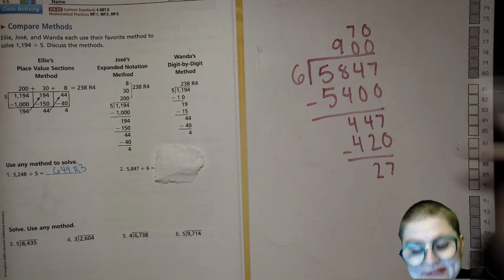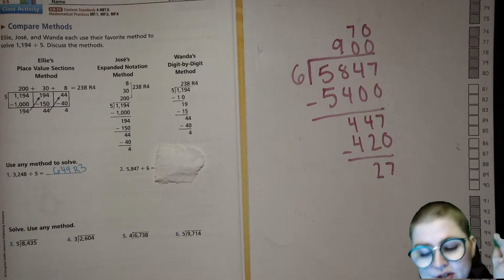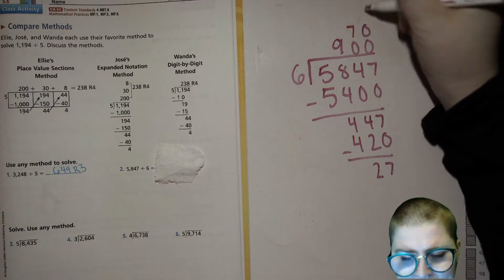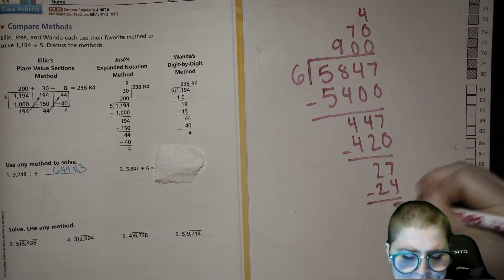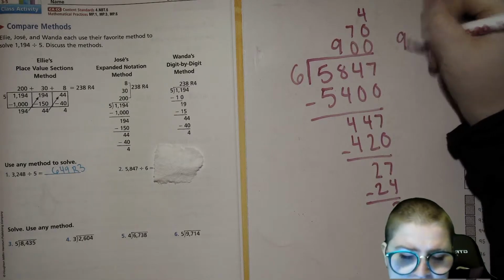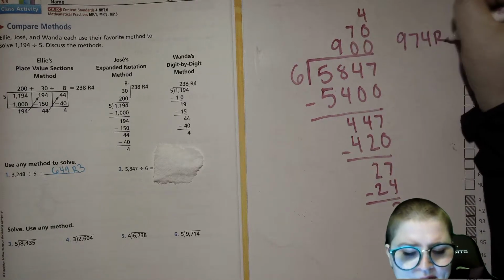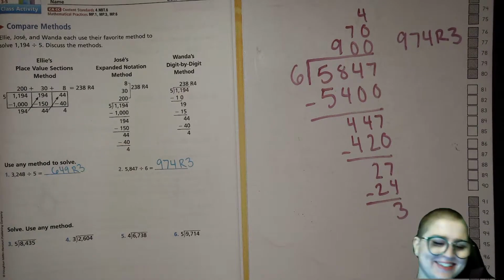And then we'll ask ourselves, okay, how many ones do we multiply by 6 to get close to but not over 27? And then we'll have 4, because that'll get us 24. And then we'll subtract that, and we'll have 3. We'll have 974, just smushing those all together. Remainder 3. And then what do you know? That's what I got the first time too.